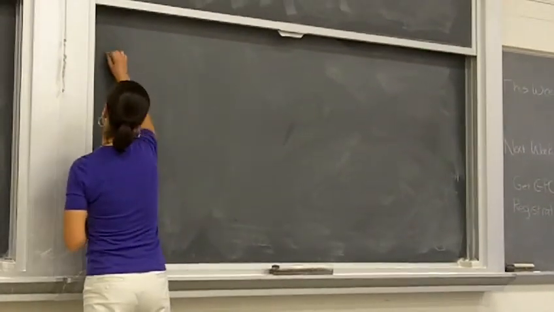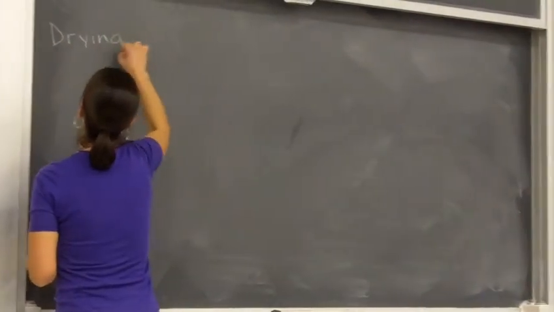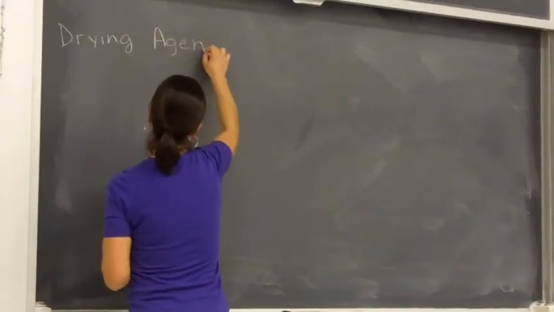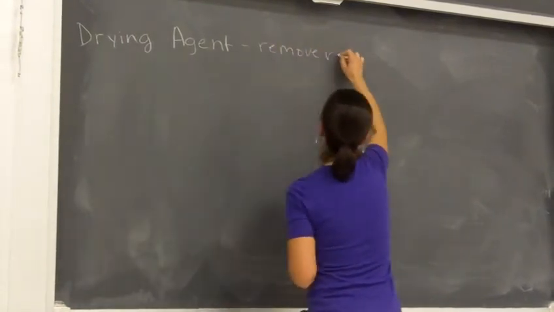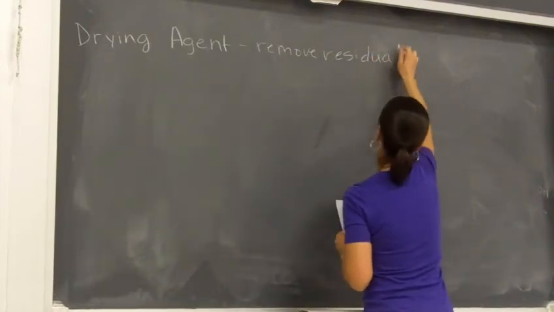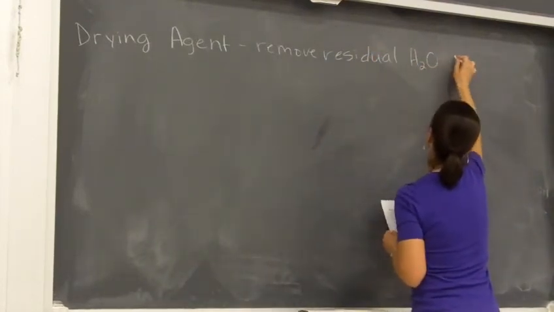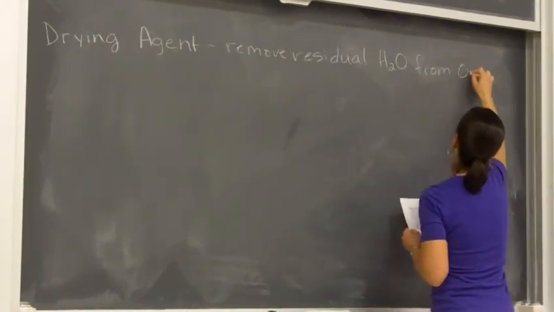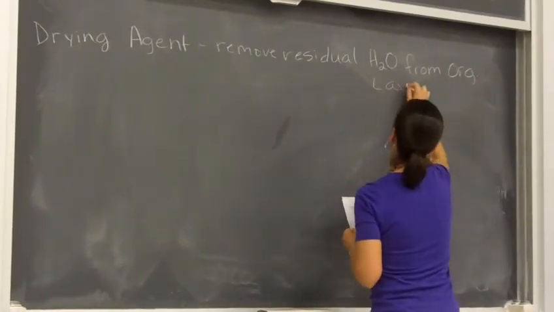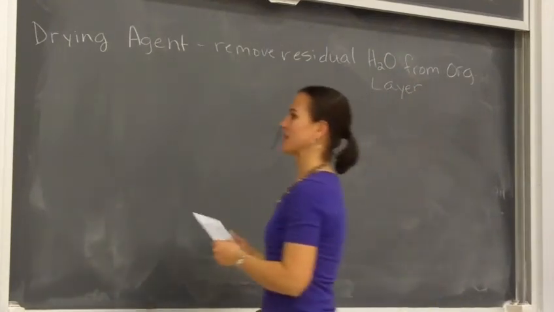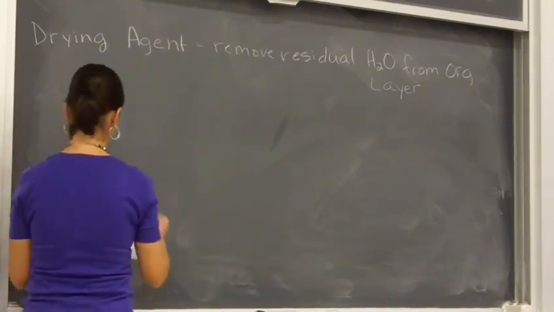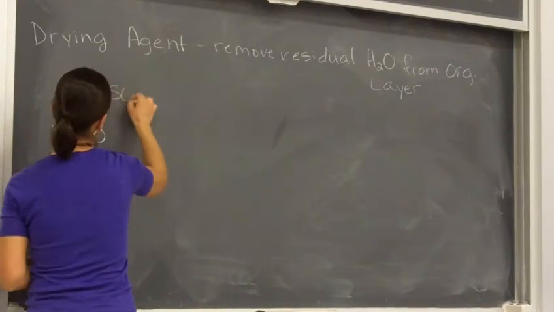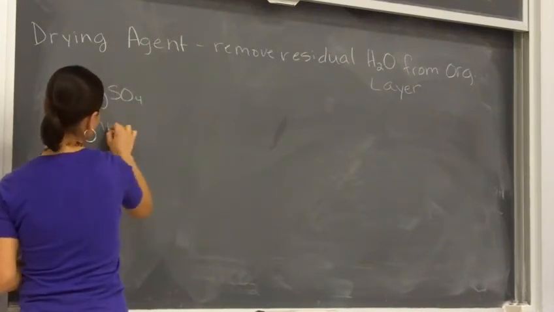So then, what we're going to do is use what's called a drying agent. And we're going to dry our organic layer, okay? So we're going to remove residual water from the organic layer. And what we use to do that is magnesium sulfate, but we don't want that magnesium sulfate. We want anhydrous magnesium sulfate, okay? And so anhydrous magnesium sulfate is a white powder. It looks a lot like flour.